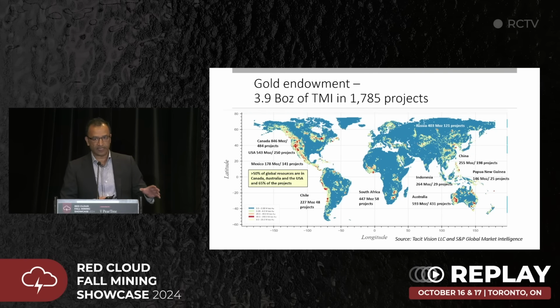Some of it is definitely endowment, but a lot of it, I mean, can Africa really have that paucity of gold? And also Central Asia, Russia. So 50% of the global resources of that 3.9 billion ounces total mineral inventory is actually in those same three countries. And 65% of those 1,785 projects.